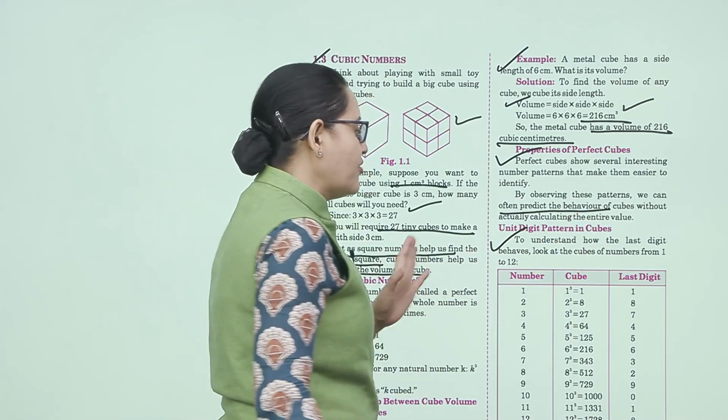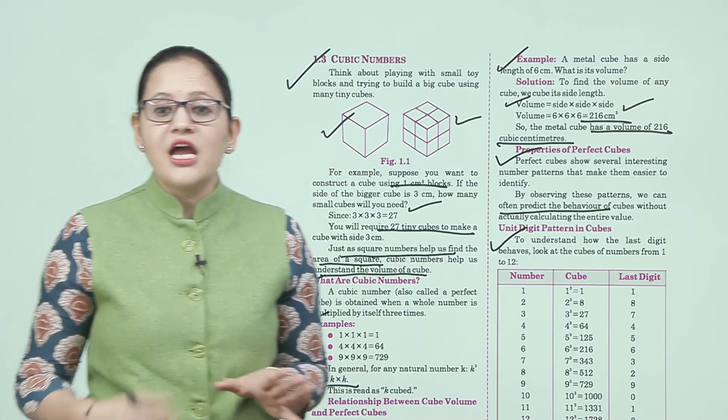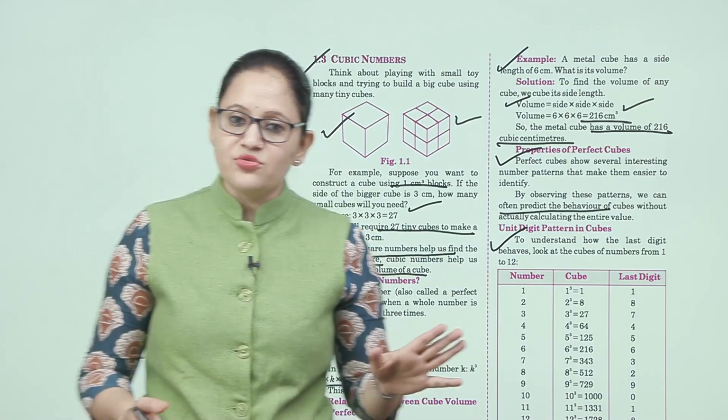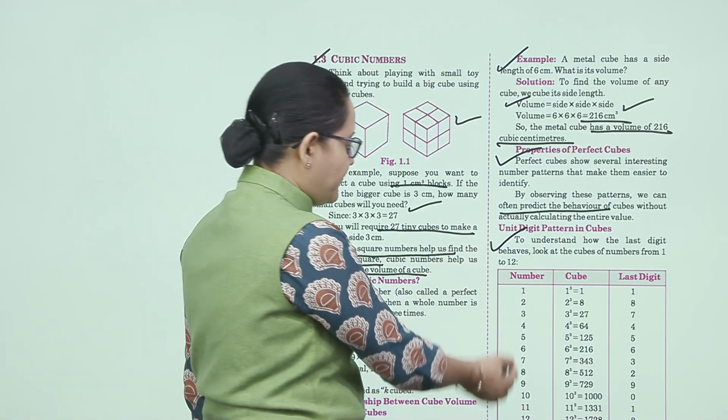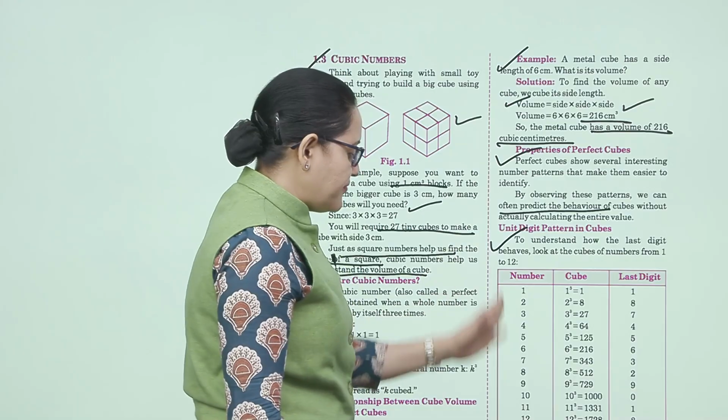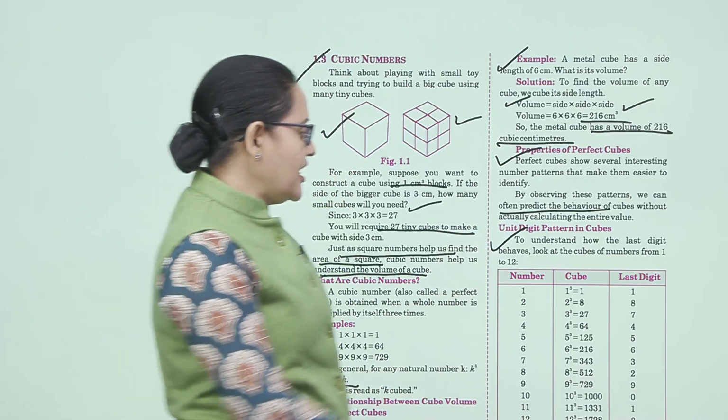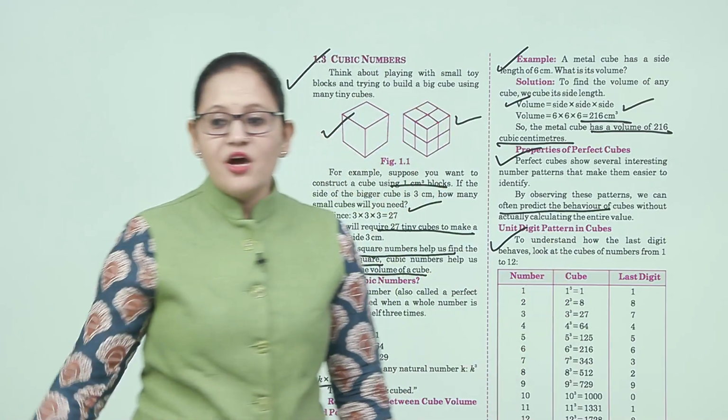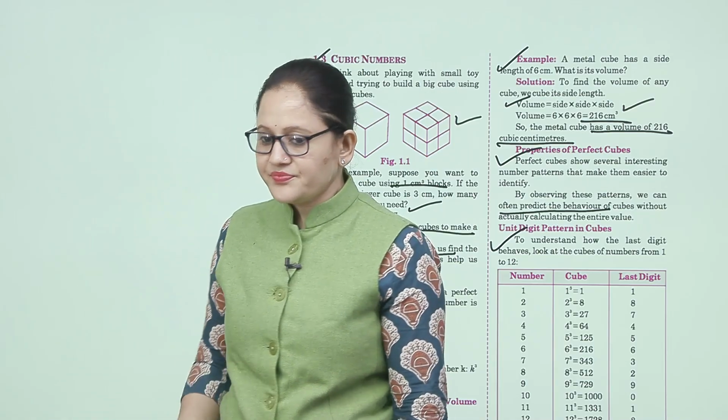To understand how the last digit behaves, look at the cubes of the numbers 1 to 12. Here you can see the cube of all these numbers from 1 to 12 is given. You can see the unit digit. Now what will you observe here?